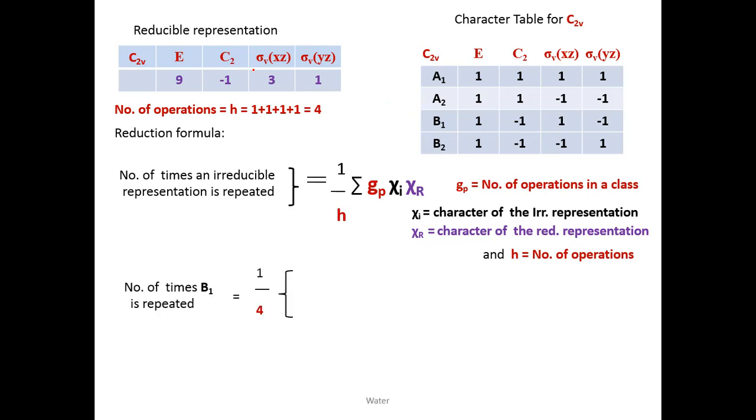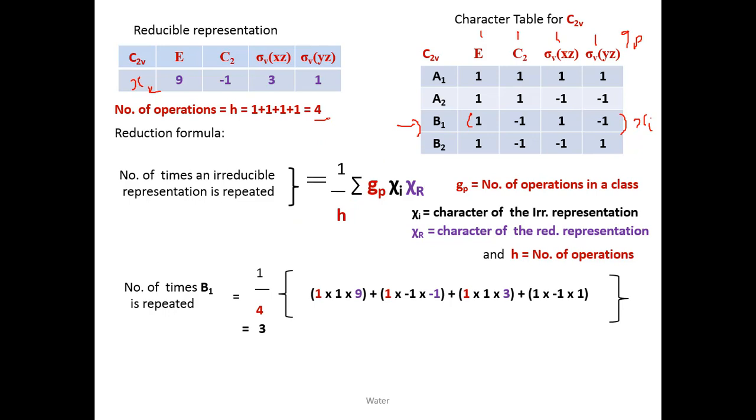The next comes B1. For B1 we have to take the characters opposite to B1, namely 1, minus 1, 1, minus 1. This will be the chi value. 1 1 1 1 will be the GP value, and chi-r value will be 9, minus 1, 3, 1. H will be 4, and using this we will get the number of times B1 is repeated as 3. That means 3B1.